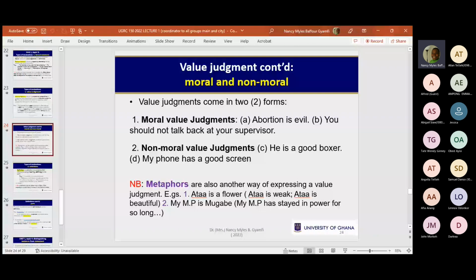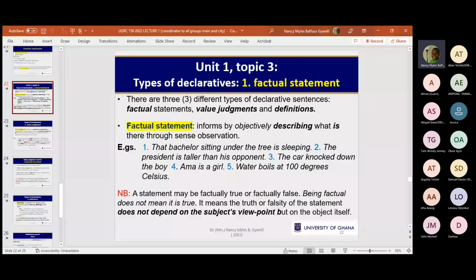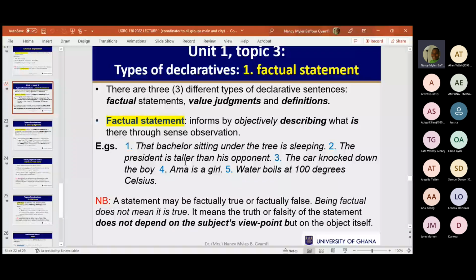So see, it's not every adjective that makes it a value judgment. In the factual statements, example 2, the president is taller than his opponent. Taller is also an adjective, but it is not a subjective matter. Even colors are not value judgments. If I'm driving and the traffic light shows red, I can't say I think it's green because it's all subjective. Green means go. It's an objective matter.